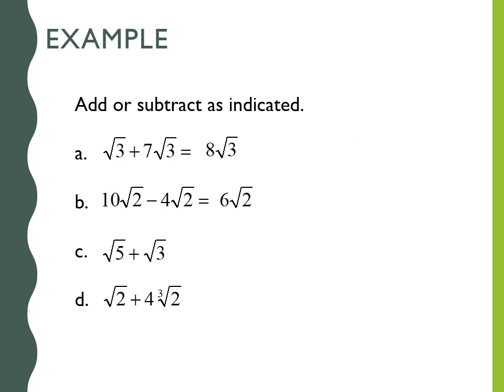Here we have square root of 5 plus square root of 3. Well, I may have the same index, but my radicands are different. So therefore, it cannot be simplified.